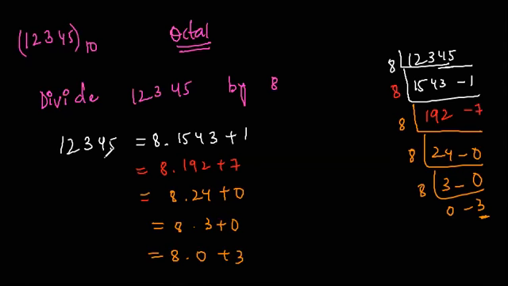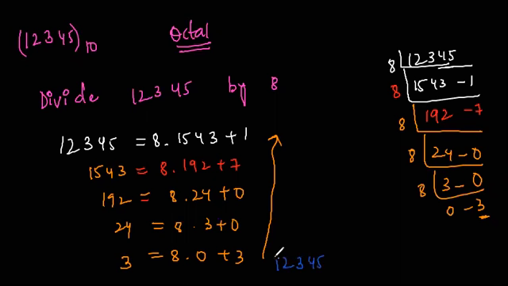What are we solving? 1543 is giving us this. 192 will result in this. 24 can be represented and then 3 is represented as 8 into. So now what we have to do is we have to take it from bottom to top. So 1, 2, 3, 4, 5 to the base 10 can be represented as 30071 to the base 8. So this is the octal expansion.